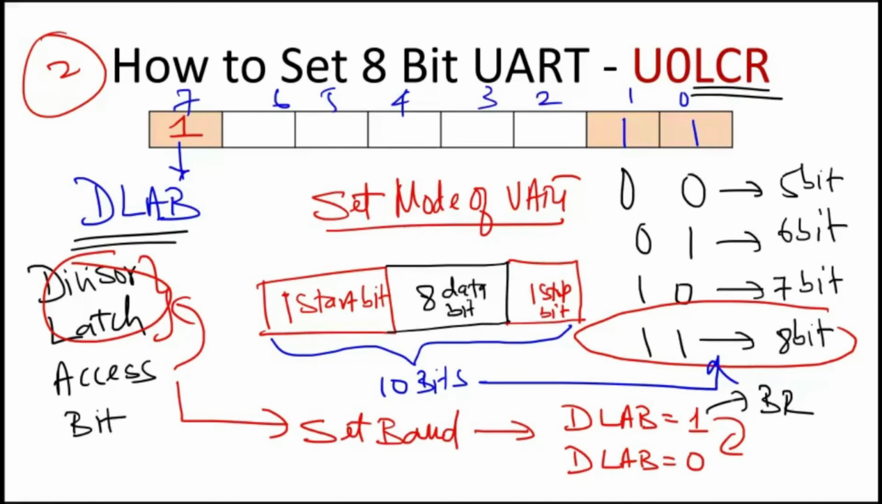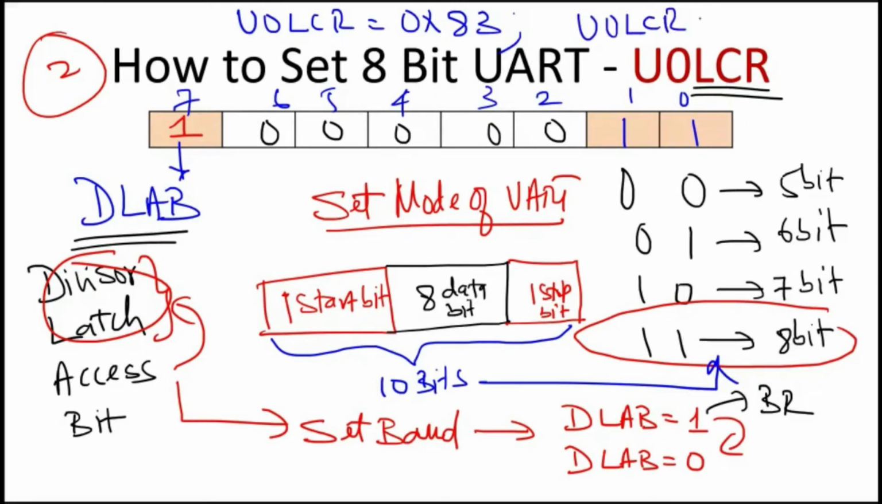That is the model. So the initial setting that I want is 10000011. So initially I put UART 0 line control register equal to hexadecimal 83. This is the initial setting. Once the baud rate is done, then I put UART 0 line control register equal to, I clear the DLAB and put simply 03, with only these two values. So this is the initial setting.